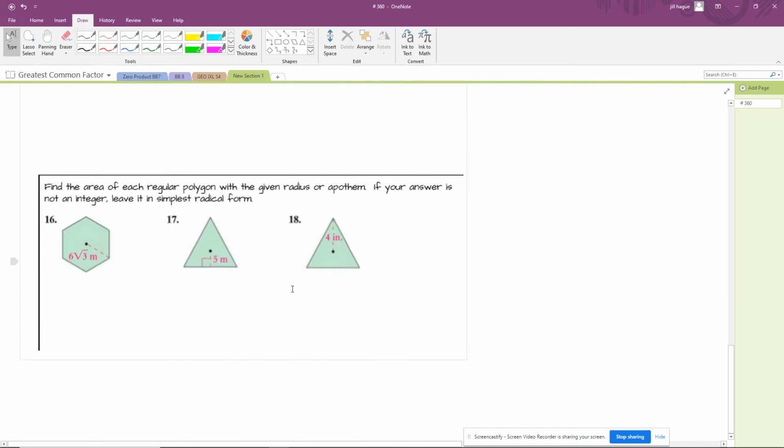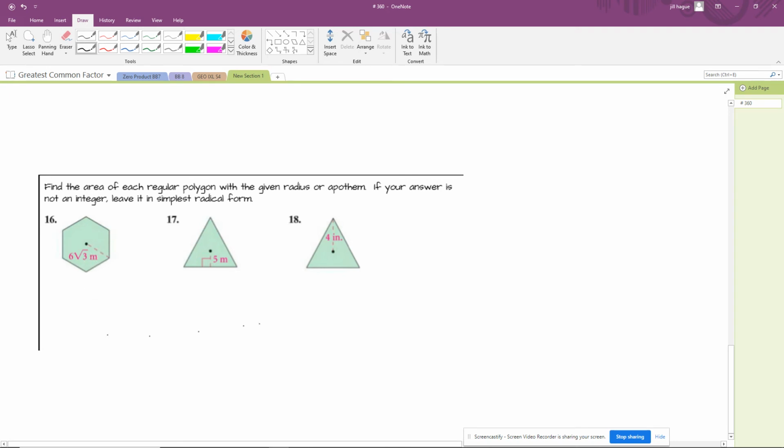Okay, last type of problem. Find the area of each regular polygon. Same type of thing, right? If it's not an integer, leave it in simple radical form. So they don't want you to write it as a decimal on these, right? So let's take a look at the first one. We have a hexagon, right? And we're trying to find the area.